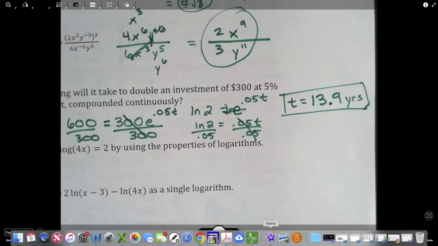I will only do continuous. I don't think I asked you a simple interest or a compounded quarterly or whatever. I won't ask you that equation. Okay, all right. Properties of logs.